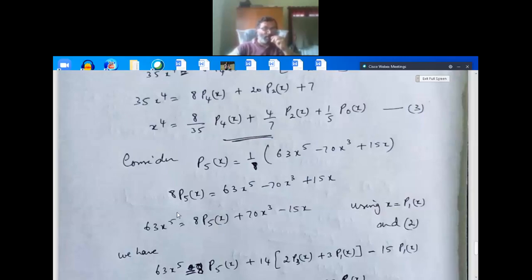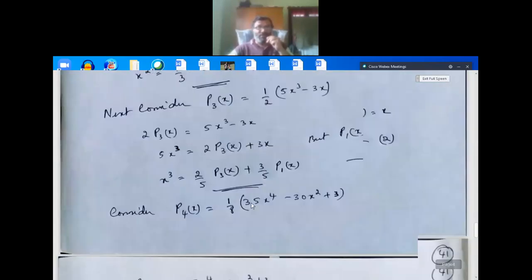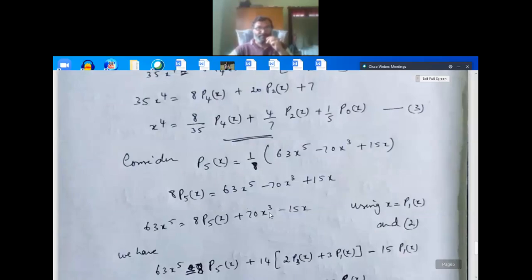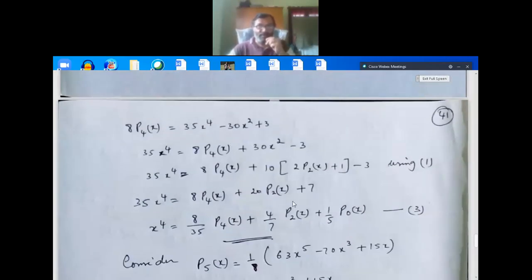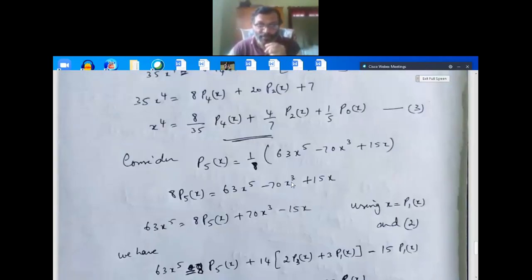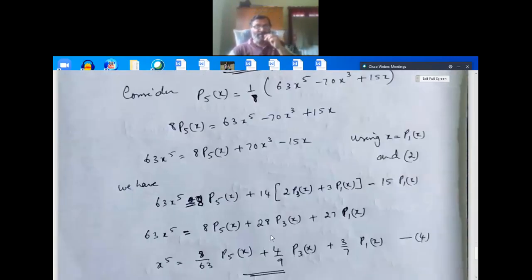Next I bring the term containing x power 5 to one side, remaining to the other side. So I get 63x power 5 equals 8P5 of x plus 70x cubed minus 15x. Now we have already found the expressions for x, x squared, x cubed, x power 4, etc. We'll substitute those. For the 70x cubed, we substitute its value here. So when you substitute, 5 is common outside, 14 times 70, and minus 15x, and x is P1 of x. So everything is written in terms of the polynomials.